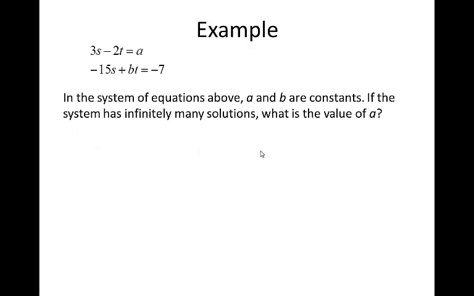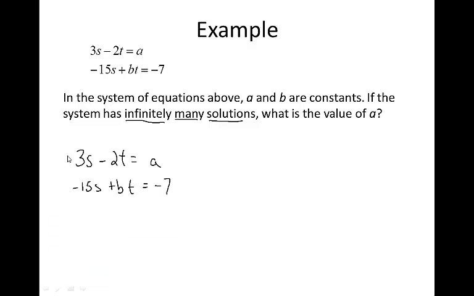In the system of equations above, a and b are constants. If the system has infinitely many solutions, what is the value of a? So basically that means that the two equations are for the same line. And we're missing some information about the constants in here. So we have 3s minus 2t equals some number, negative 15s plus bt.